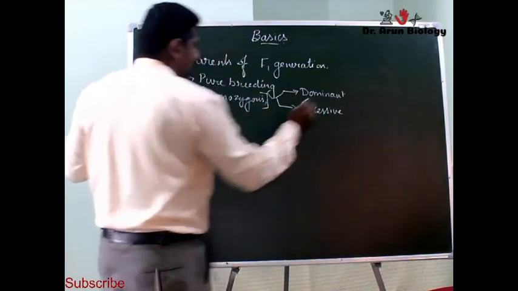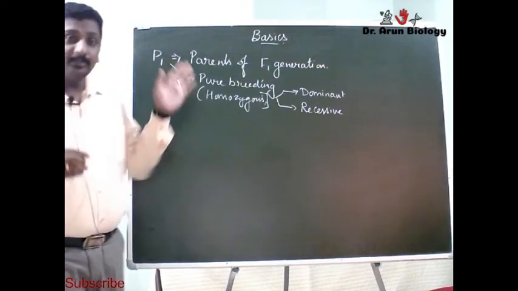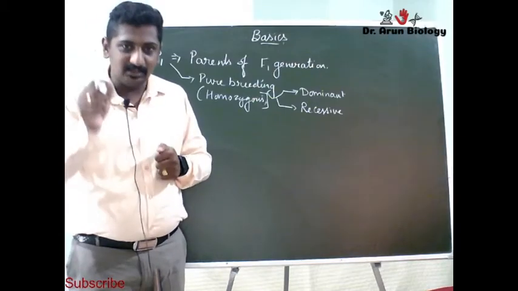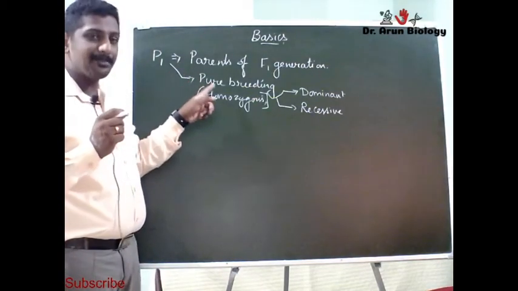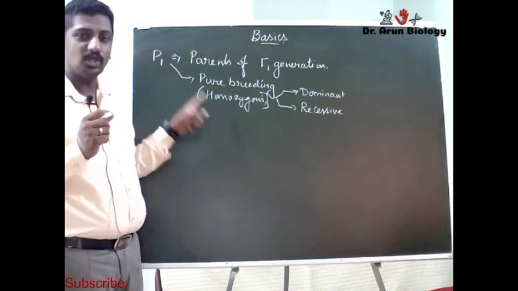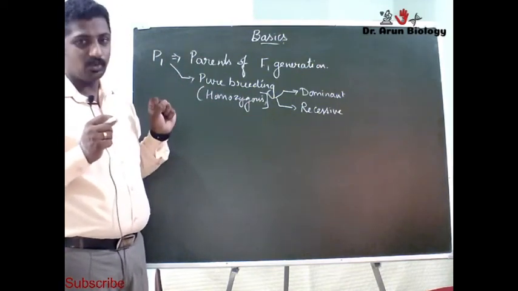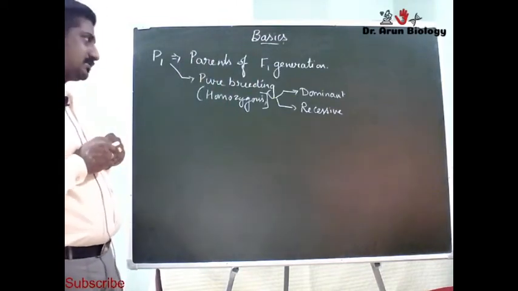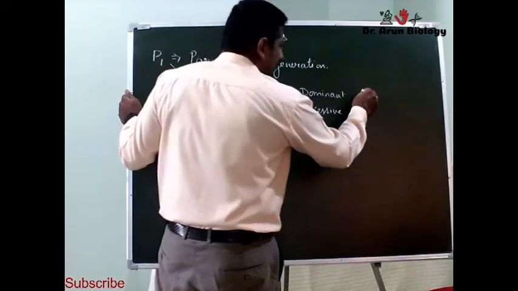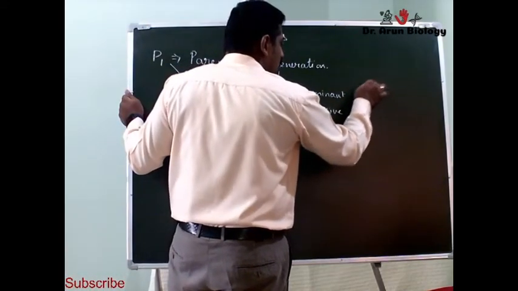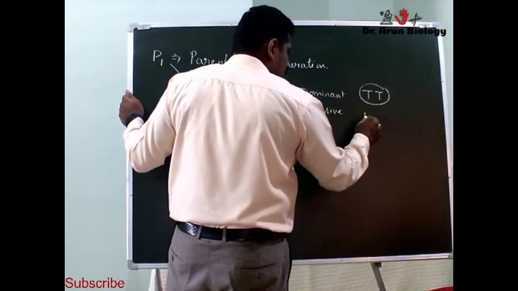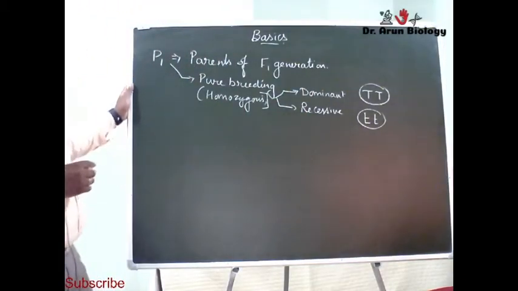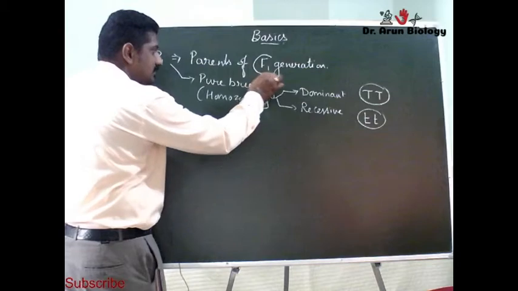Therefore, the first unique character that we have to see is P1. P1 stands for parents of F1 generation. The character they must possess is that they must be pure breeding, and scientifically we call them homozygous. There are two types of homozygous: homozygous dominant and homozygous recessive. To understand that, capital T capital T is called homozygous dominant, small t small t is called homozygous recessive.